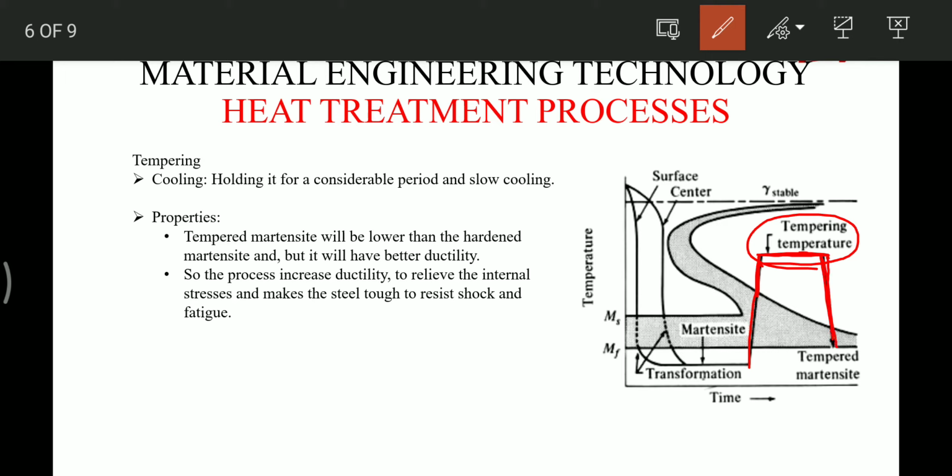Then the properties we have already studied: a tempered martensite will have lower hardness, but it will have better ductility. So the process basically increases ductility, relieves internal stresses, and makes the steel tough to resist shock and fatigue. So this is what happens in tempering.